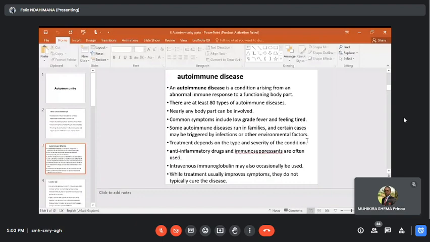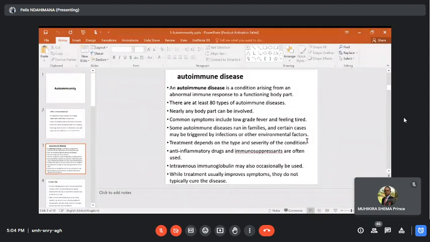In autoimmune disease, it's a slide of stories that you can look at on your own, but what it says is that nearly anybody can be affected by an autoimmune disease. There are some symptoms like low-grade fever, you feel tired. There are so many in here.